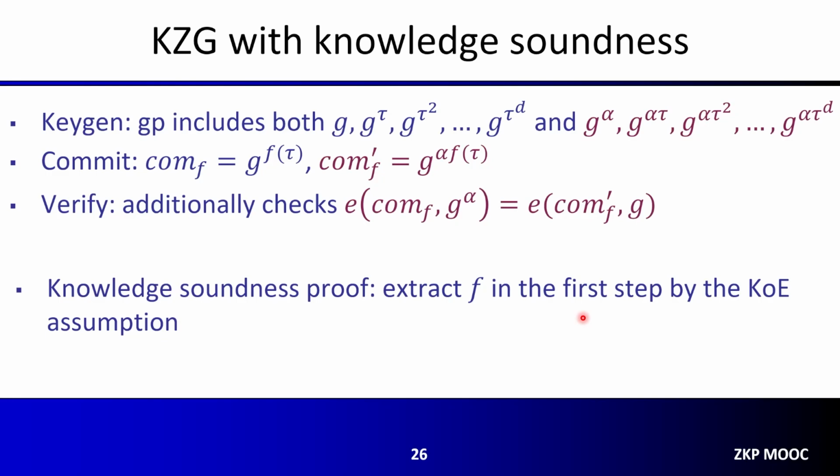But a problem of this knowledge soundness assumption is that it introduces an overhead in the commitment size and the verifier time. Now the commitment becomes two elements in the base group, and the verifier has two pairing equations to check. So it basically doubles the cost of this scheme.